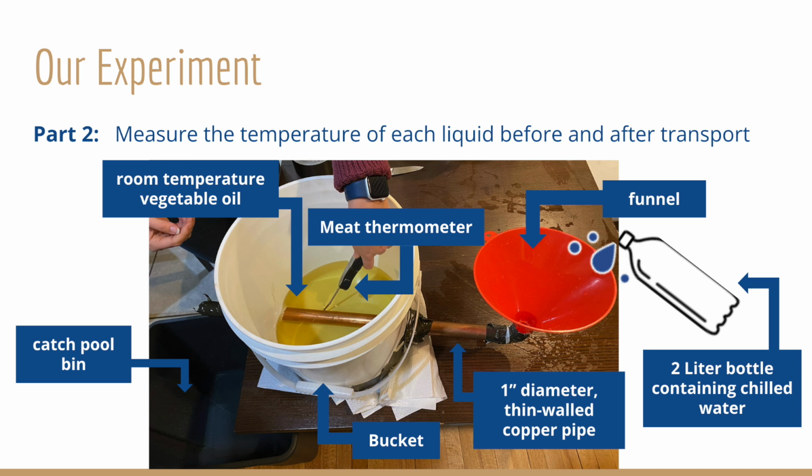We filled the inside of the bucket with room temperature vegetable oil until the pipe passing through the bucket was completely submerged. For measuring the temperature changes from our experiment, we used a meat thermometer that was accurate to the first decimal place. We recorded the temperature of the water immediately as it left the piping, and we recorded the temperature of the oil that was in close proximity of the pipe right after the water exited.